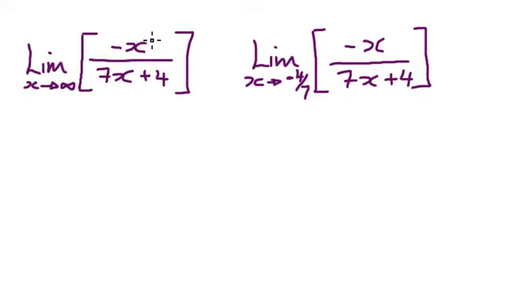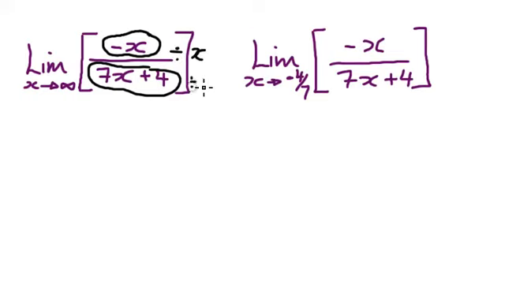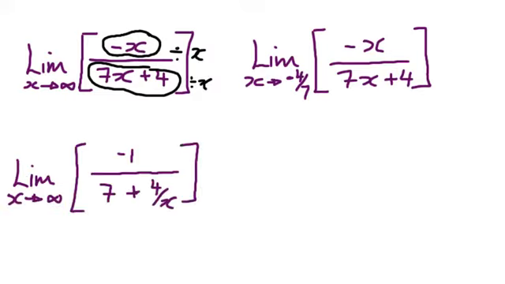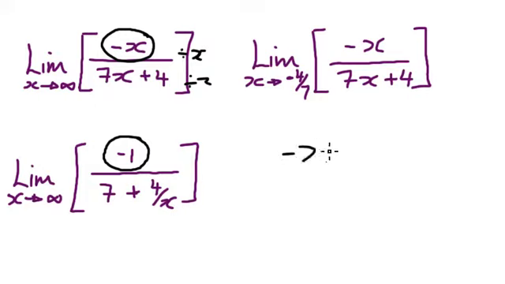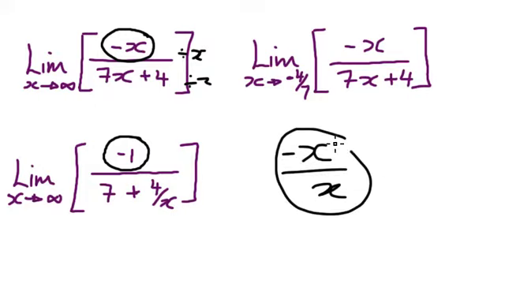Okay, so the trick here, for the first part, is to divide top and bottom by x. Okay, this is just a trick. Now, when you divide this by x here, it will look like this. Okay, hang on. So really, we're dividing top and bottom here by x. So we are dividing this by x. So that will then become minus x over x. So this here will then become negative 1 here.